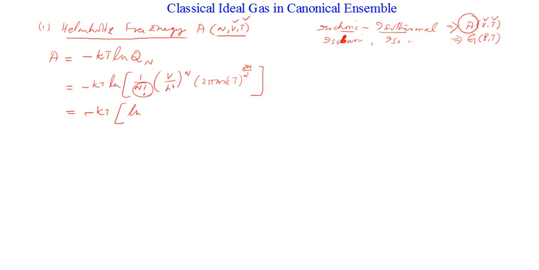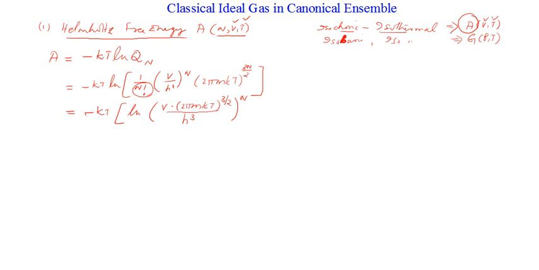What is all the other things? V into, let me rewrite it, let me make some modification. V into (2 pi m kT) raised to 3 by 2, divided by h cubed, so V by h cubed. We are going to take N as a common factor, whole raised to N. We will have its benefit in the next step.